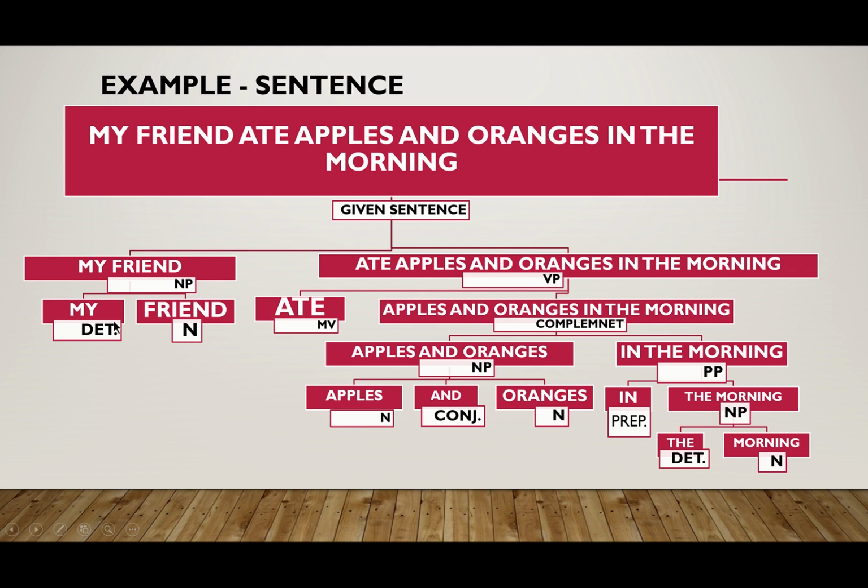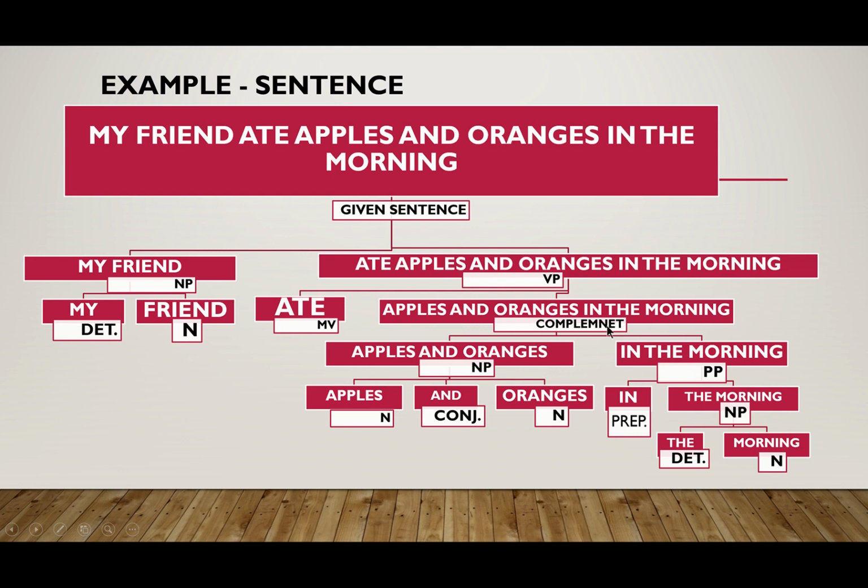Okay, so my friend, we further divide it into my plus friend. My is a determiner, friend is a noun. Okay, so now that is done, let's focus on the verb phrase. So we divide ate apples and oranges in the morning into two. Ate and apples and oranges in the morning. Ate is the main verb or the verb. Okay, apples and oranges in the morning become the complement.